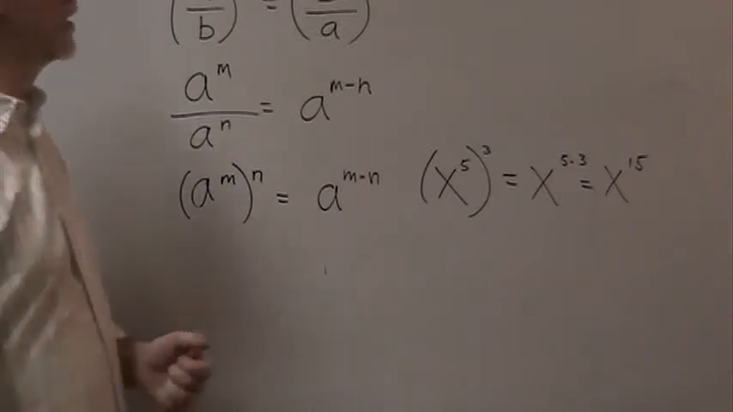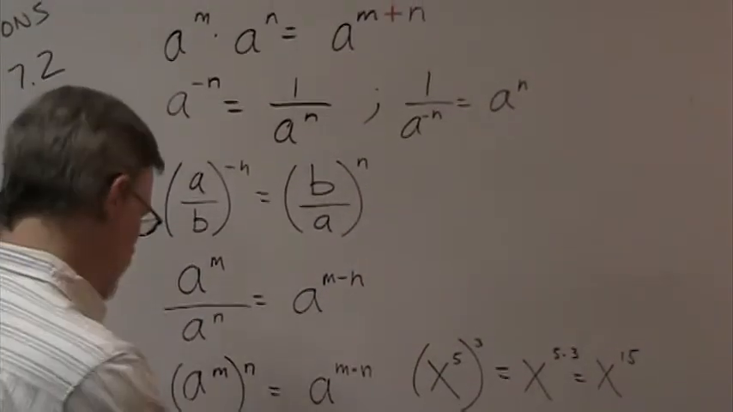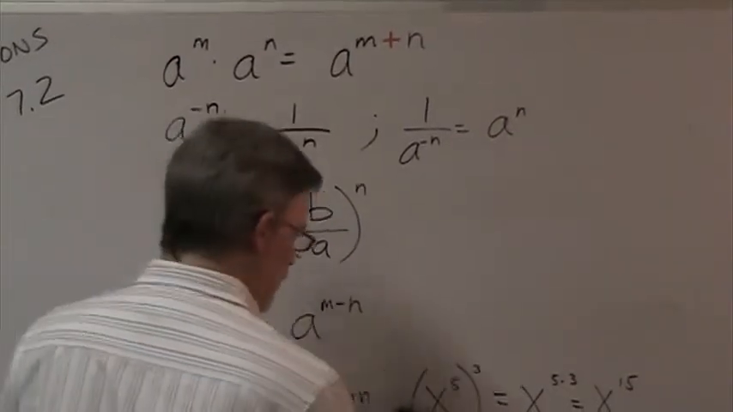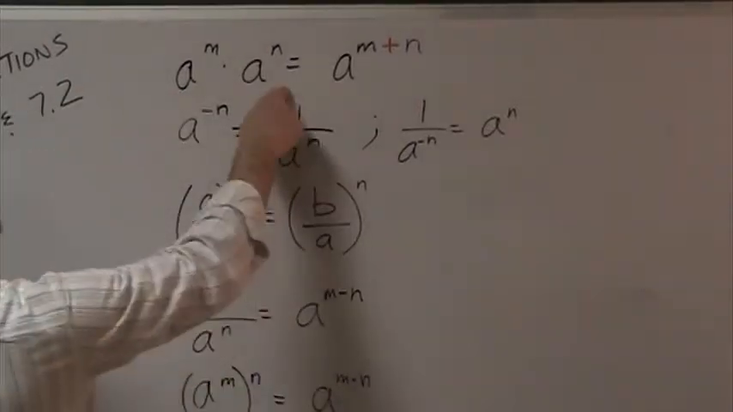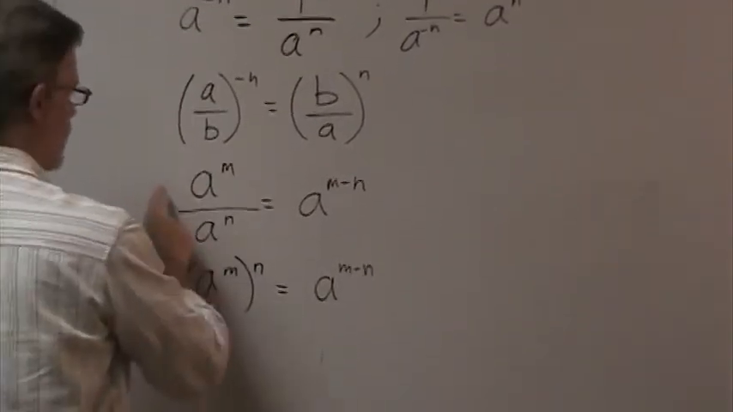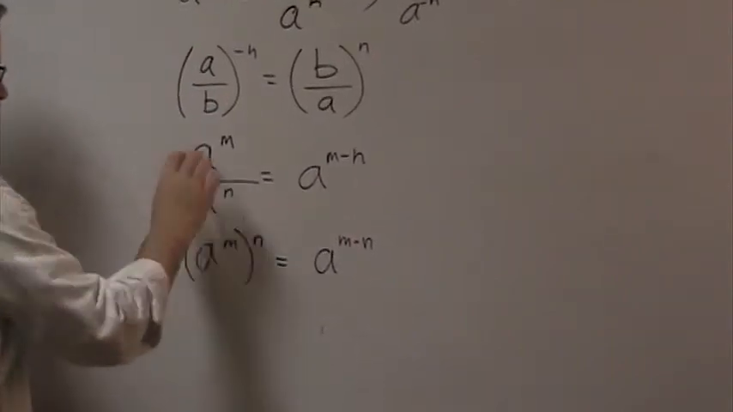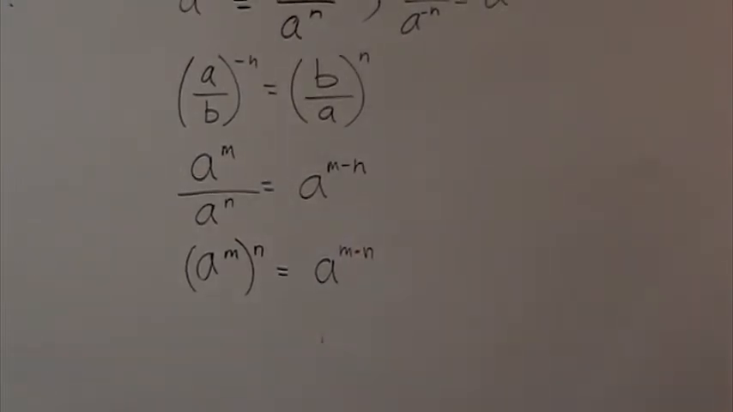Some students really confuse this top one with this one. You have to be very careful to make sure you're able to keep them separate. So we've had the product rule, and we've got the rule of negative exponents, the rule of negative exponents for quotients, then the quotient rule, and then the power rule.